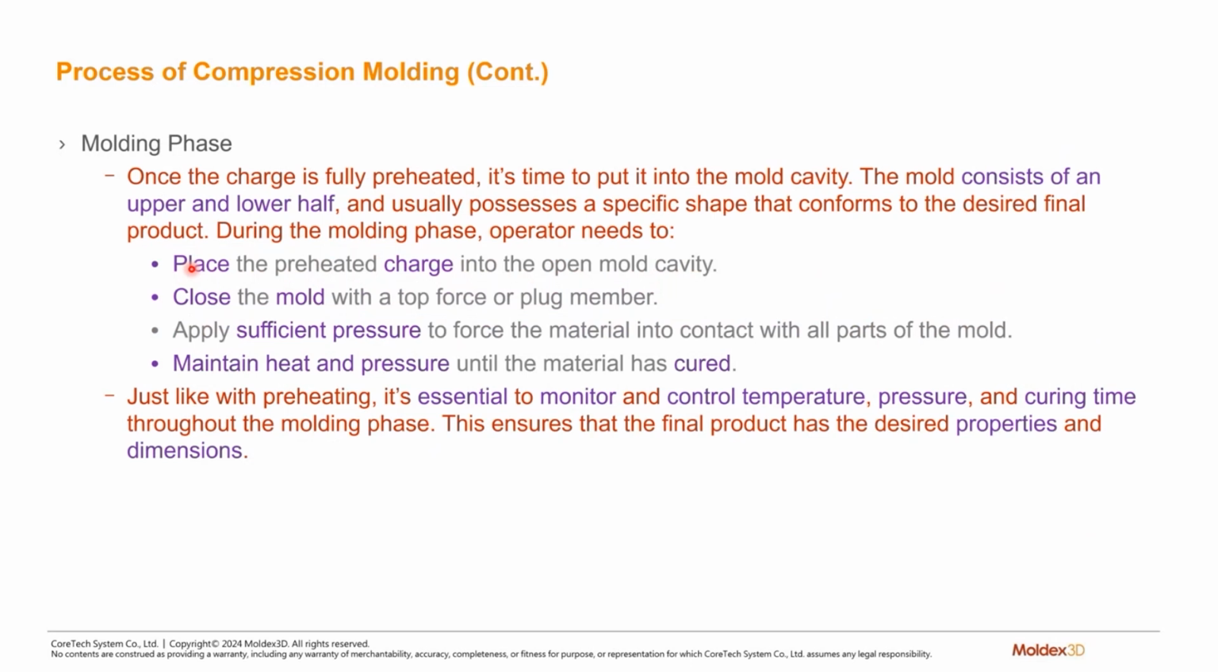The next phase is the molding phase. The mold consists of an upper and a lower half. During the molding phase, the operator needs to place the preheated charge into the cavity, into the mold, and close the mold. Then the operator needs to set the efficient pressure to squeeze the material into the cavity. You also need to maintain heat and pressure until the material has cooled.